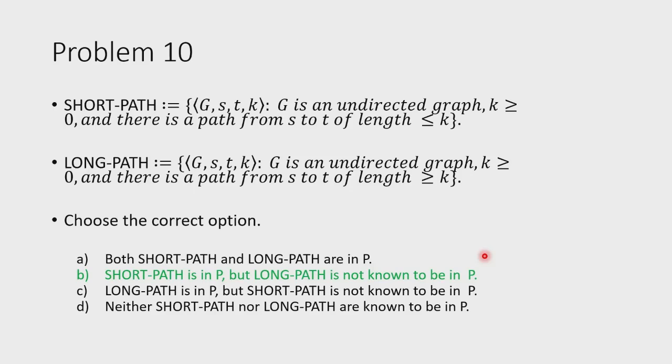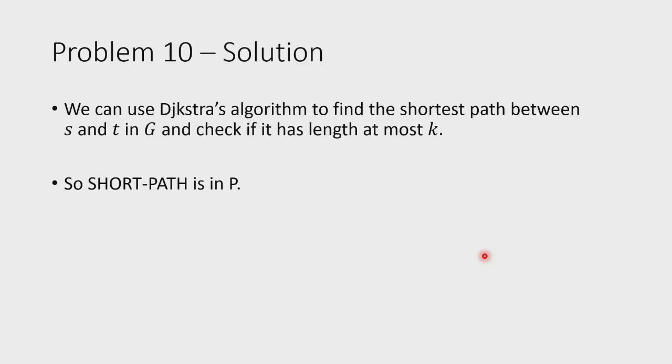Okay, so let's look at why this is true. Let's first look at short path. We know that there exists Dijkstra's algorithm, and using that we can find the shortest path between S and T in G. This we can do in polynomial time, right? Yes. Once we have found the shortest path, we can also check its length in polynomial time. So we can determine if the length of the shortest path is at most K in polynomial time.